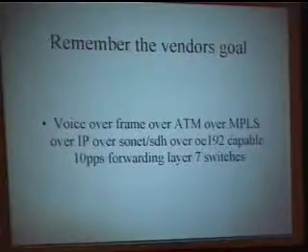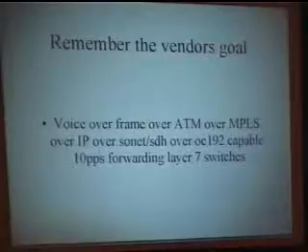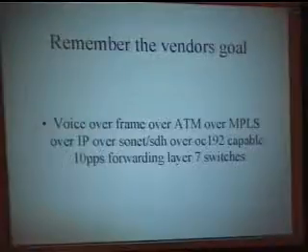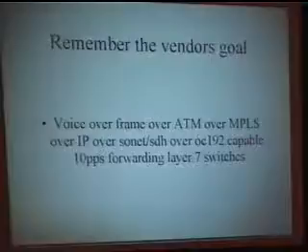Always remember the vendor's goal. No. I figured just one hidden thing in there is enough.